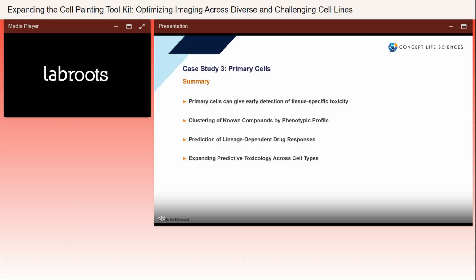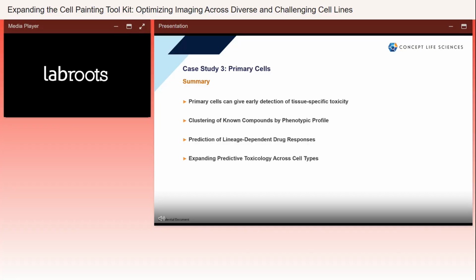Incorporating a variety of primary cells into cell painting assays allows us to build a more comprehensive picture of compound safety. Instead of relying on a single cell type, we can assess effects across multiple tissues and improve our ability to predict potential adverse outcomes.